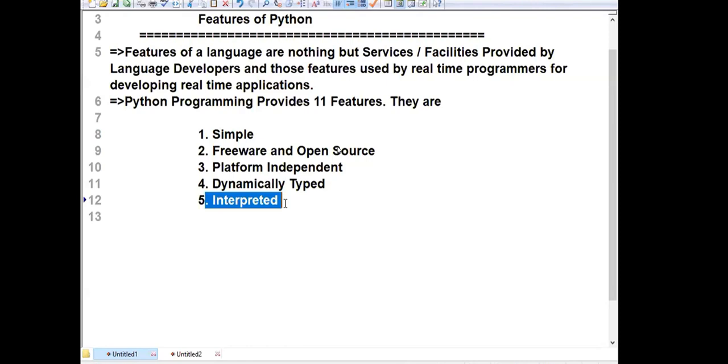C is a compilation-based programming language. Java is both a compiler and interpretation-based programming language. Python is a purely interpretation-based programming language, which I will explain in detail, each and every one. My dear students, I will move forward.